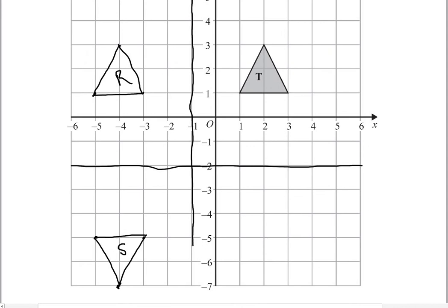There's actually two answers here. One is a rotation and one is a reflection. I think I'm going to stick with the rotation because that's sort of easier to visualize for me. So if you notice, T rotates this way and it's going to go 180 degrees because the top ends up on the bottom and it's clockwise.